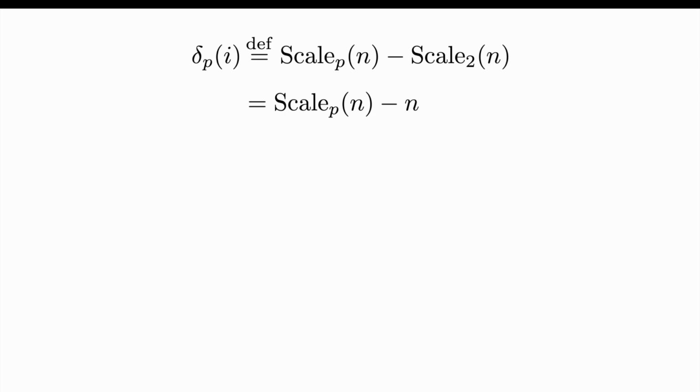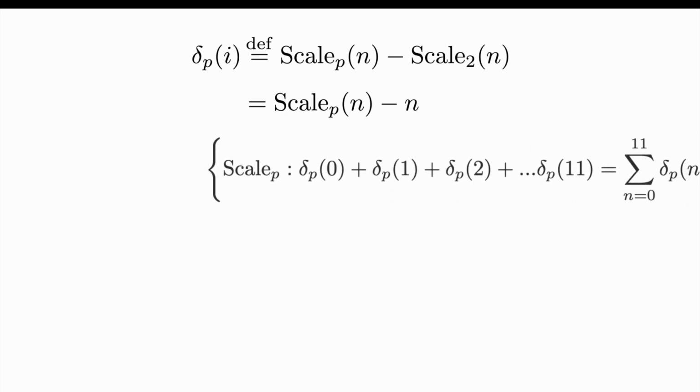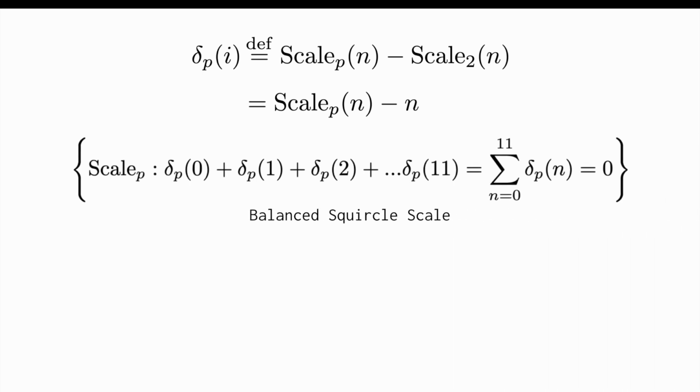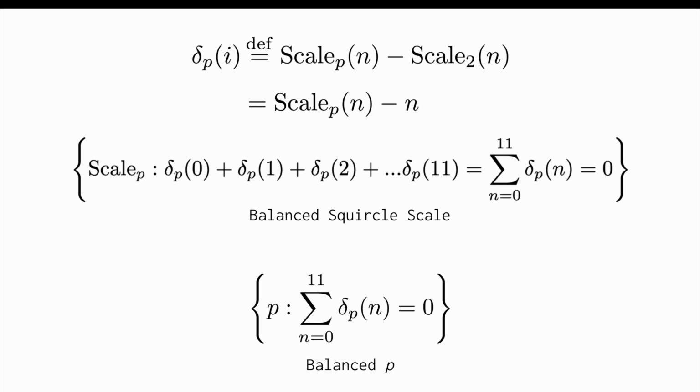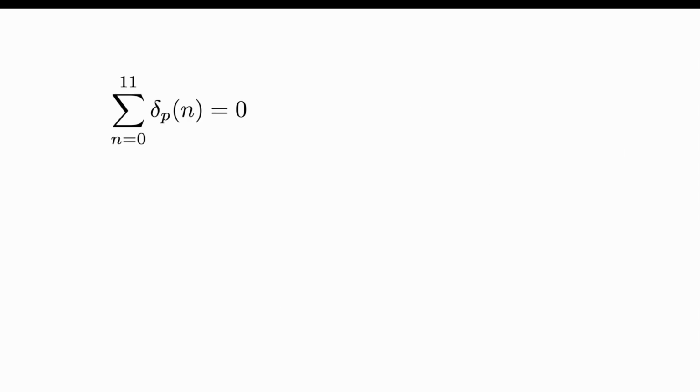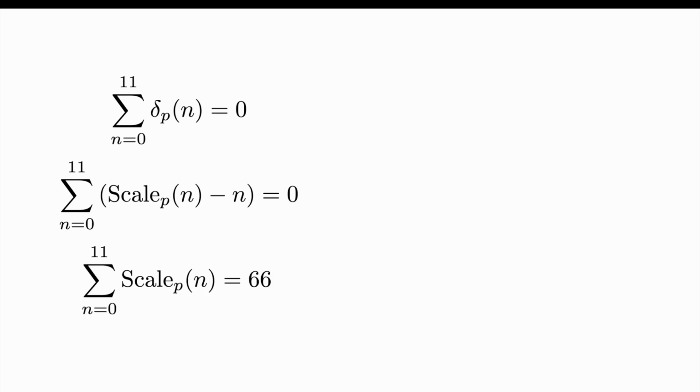A balanced Squircle scale is a scale such that the sum of all the offsets cancel each other out, leaving the overall scale no sharper nor flatter than 12 TET. To zero in even more, a balanced p is any value of p that satisfies the same criterion. Now let's take a look at that criterion. Expanding the summation using delta's definition, we can show that a balanced scale is a scale such that the sum of all of its semitones is exactly 66.